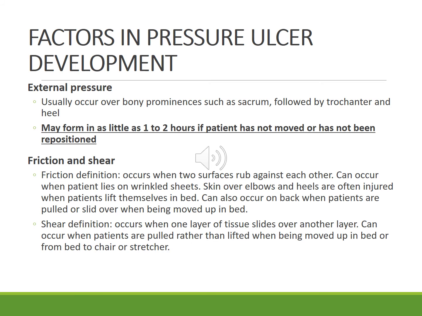It can also happen with friction and shear. So the definition for friction is it occurs when two surfaces rub against each other. So this can occur when a patient lies on a wrinkled sheet, for example. Skin over elbows and heels are often injured when the patient lifts themselves in bed. We can also see this occurring on the back when the patients are pulled or slid over when being moved in bed. So we want to be aware of how friction and shear impacts that. And shear, the definition is it occurs when a layer of tissue slides over another layer. It can occur when a patient is pulled rather than lifted when being moved up in bed or from a bed to a chair or stretcher.